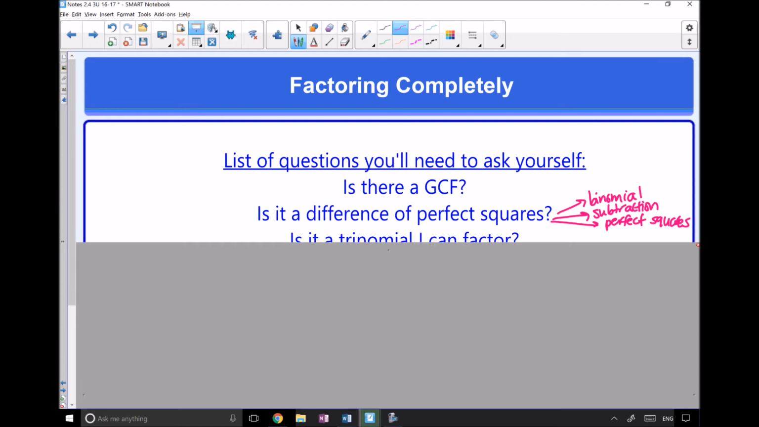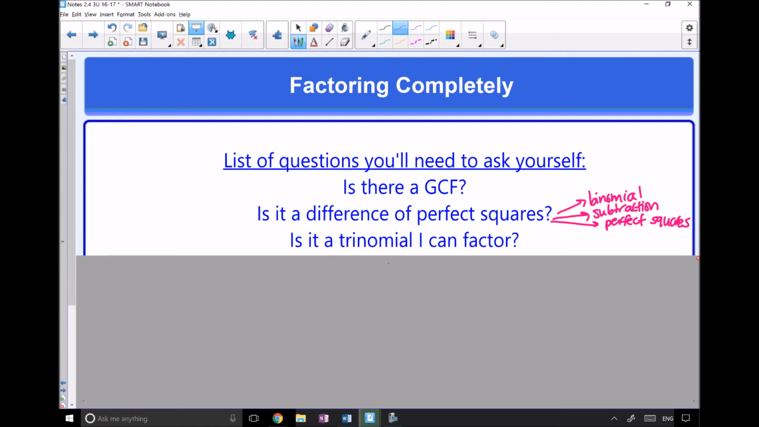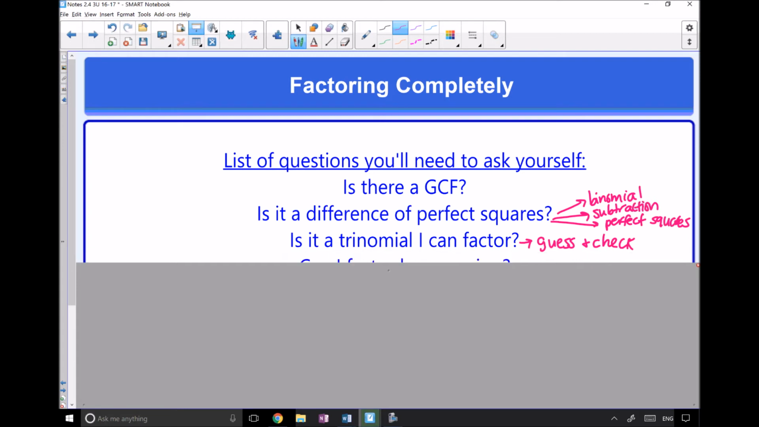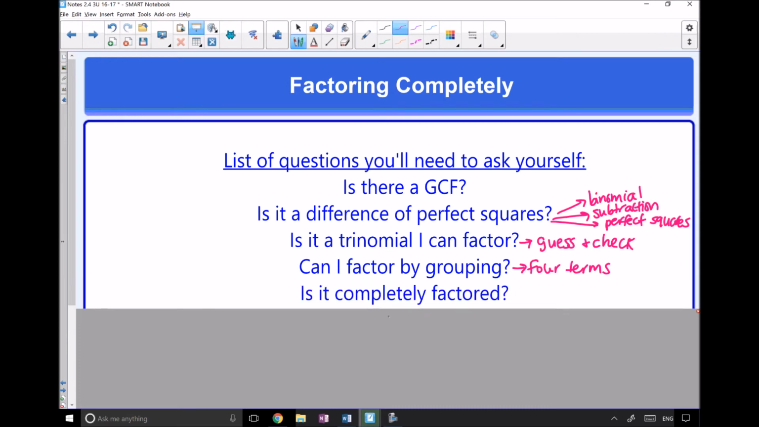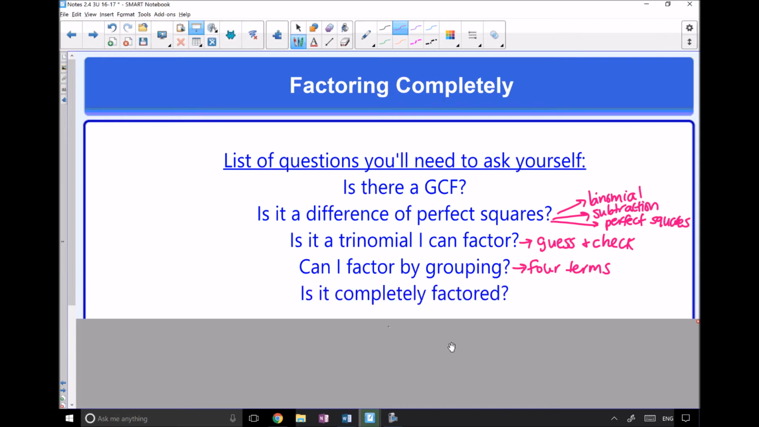It's impossible. Okay, and then I'm going to ask myself, is it a trinomial that I can factor? So we could either do guess and check, or we can do decomposition if you prefer. Okay, then you're going to ask yourself, can I factor by grouping? Generally, when we factor by grouping, we have 4 terms. Okay, it doesn't necessarily mean we always have 4 terms, but generally we'll have 4 terms, and then you can group 2 terms together and pull out something in common. Okay, and then lastly, you're going to ask yourself, is it completely factored?